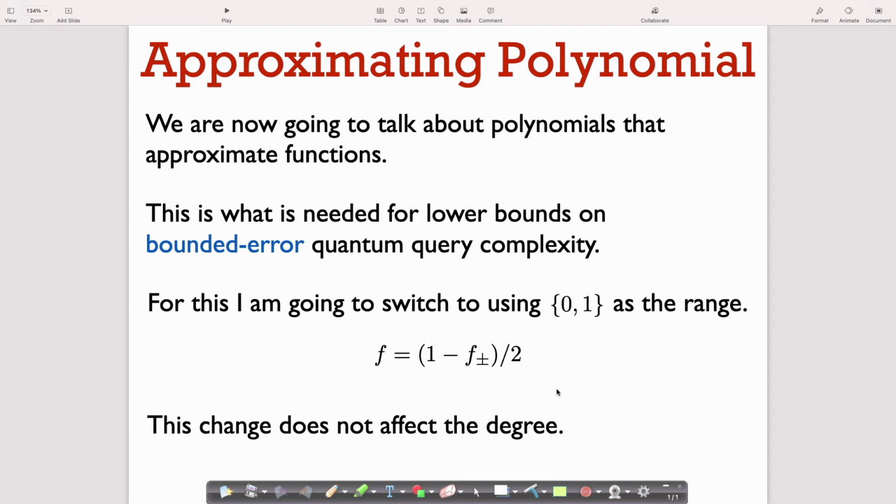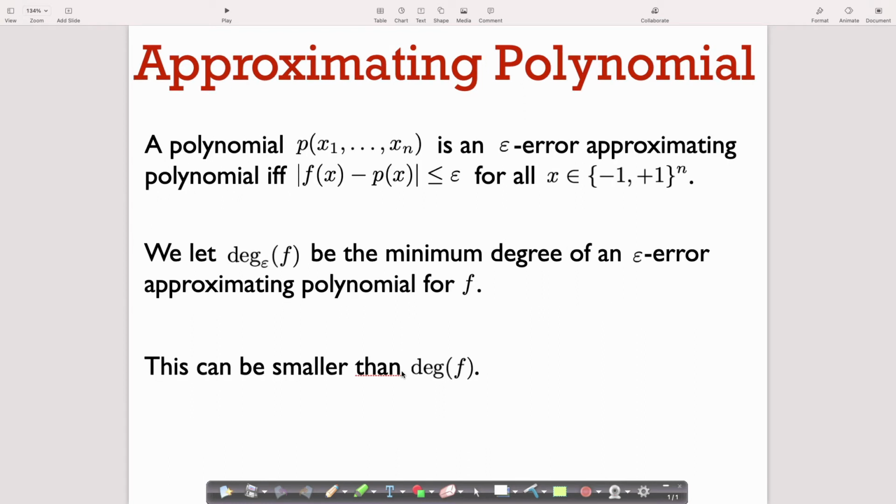And for this, I'm going to change the notation a little bit. So I'm going to think about the range of the function as 0, 1 instead of -1, +1. Okay, so again, this is just a simple transformation, and this change does not affect the quantities that we're interested in. In particular, it does not affect the degree. Okay, so now I'm thinking about functions where the domain is {-1, +1}^n, but the range is just 0, 1.